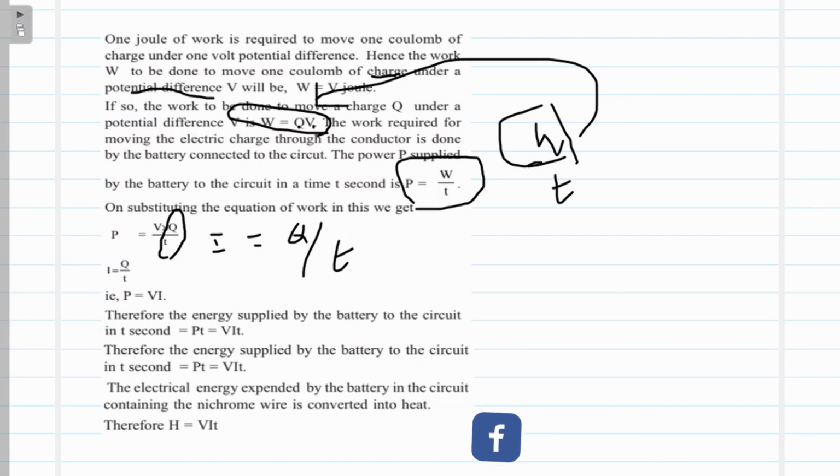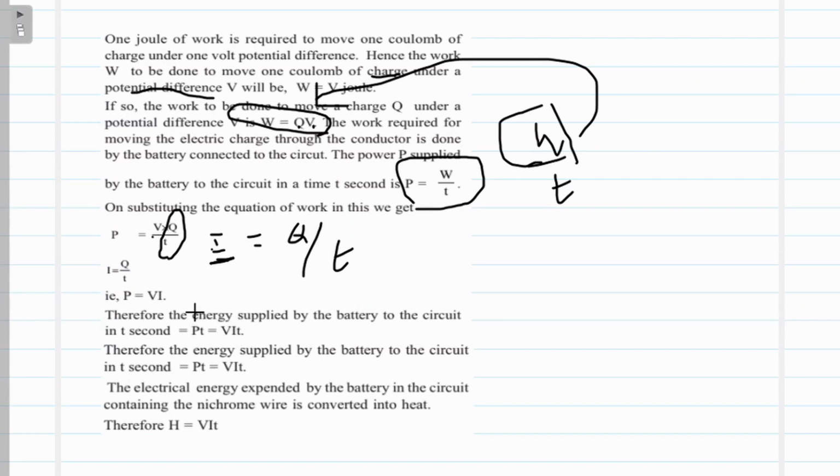So P equals Q by T, and instead of Q by T, we now use I. So P equals V into I. Therefore, the energy supplied by the battery to the circuit in time T equals Pt, which equals VIT.